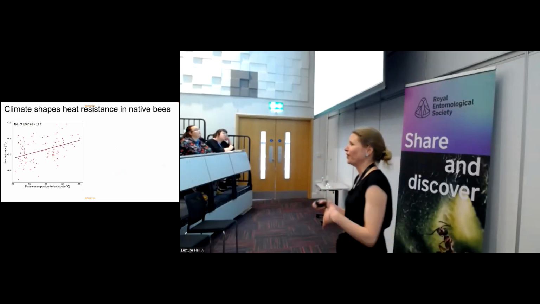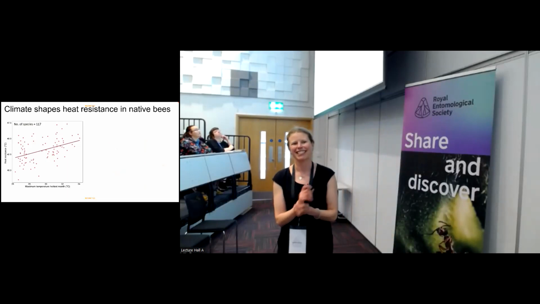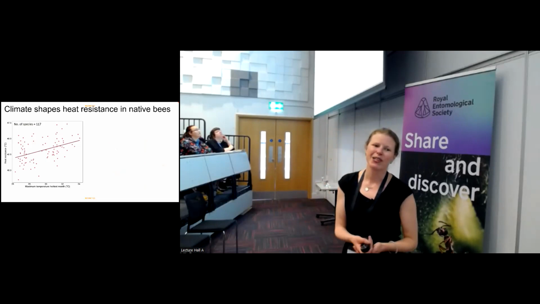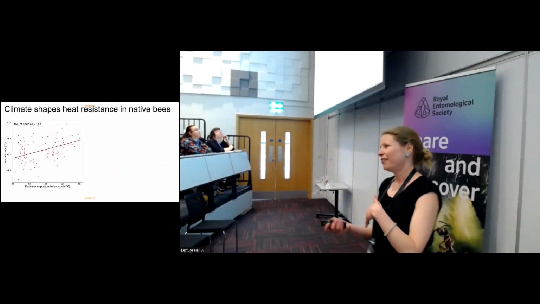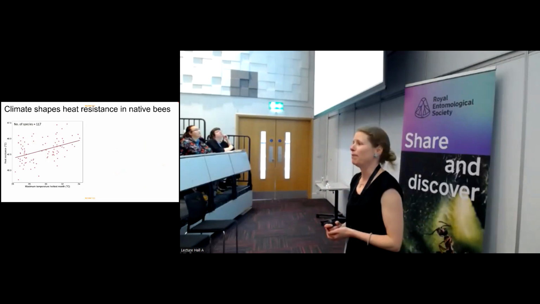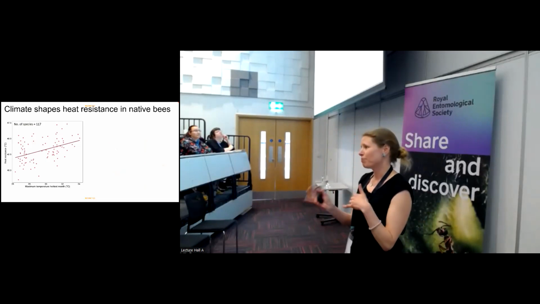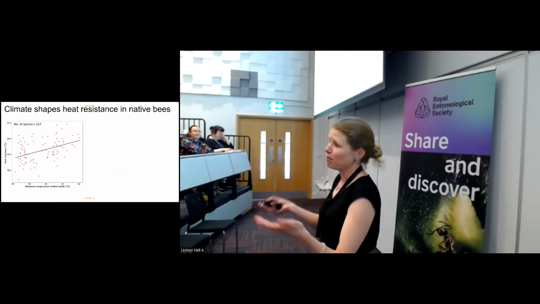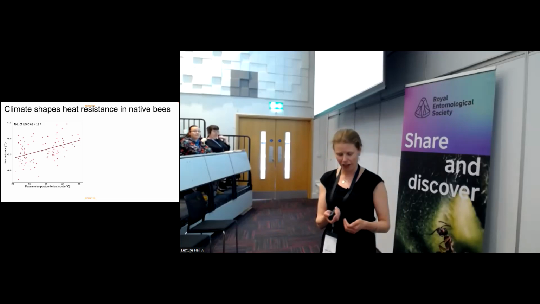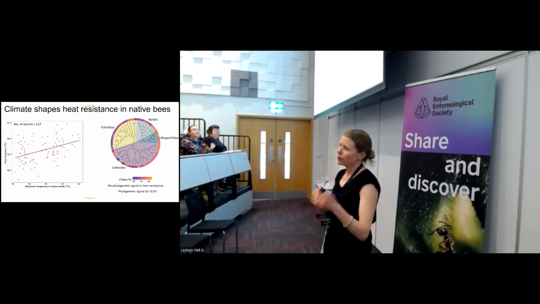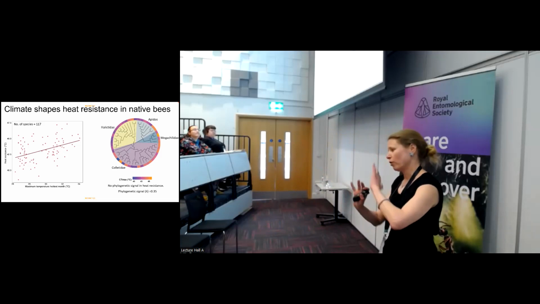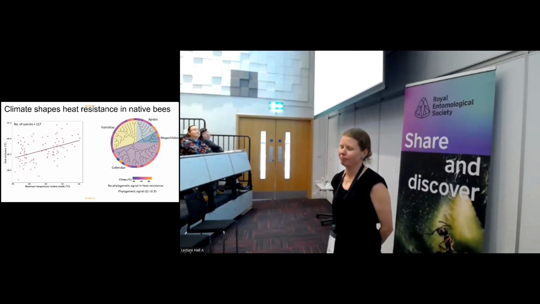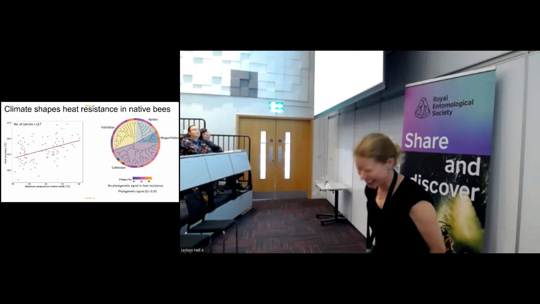And so our first question was, does climate shape heat resistance in native bees? Yes, it does. And so we found here, unlike Drosophila, that maximum temperature of the environment was the most important environmental variable. And so bees that live in hot environments are more heat resistant than bees that live in cool environments. So we then wanted to ask whether or not we could find any structure across bee phylogeny.